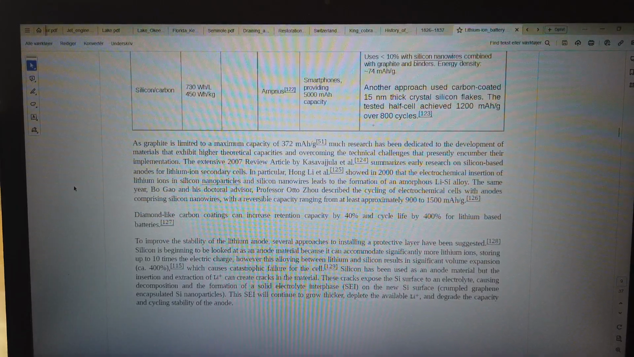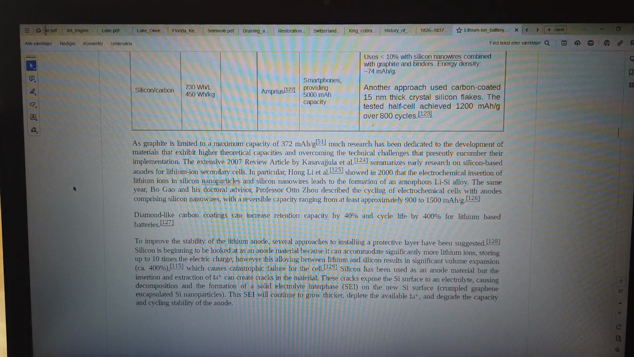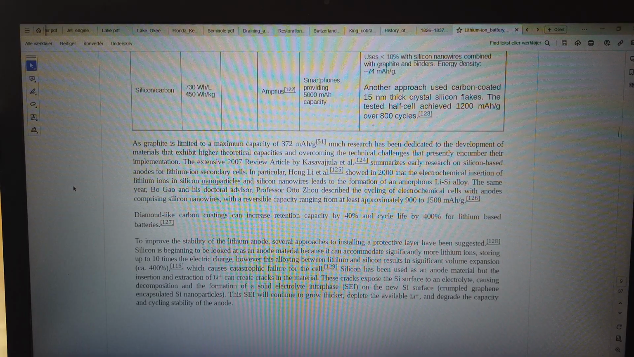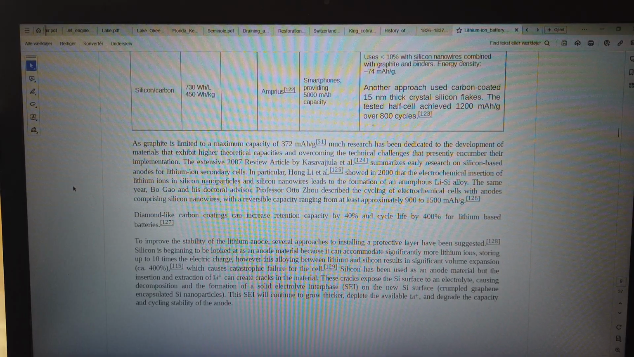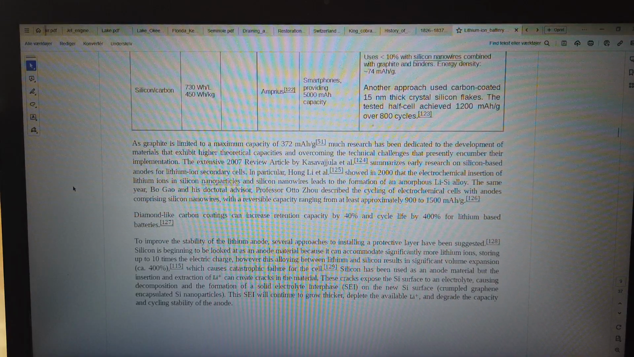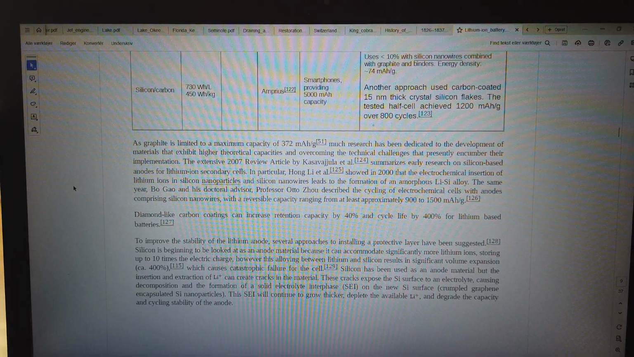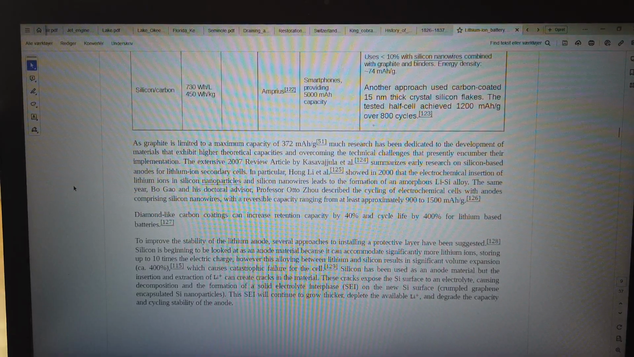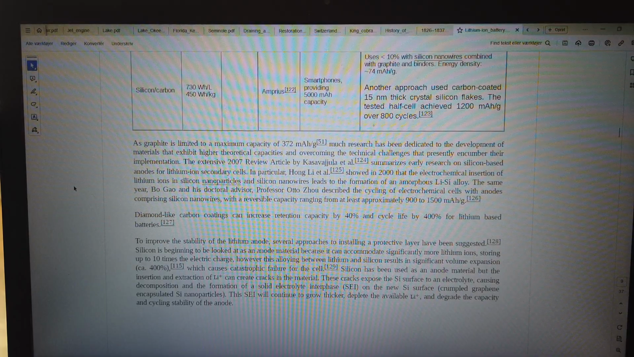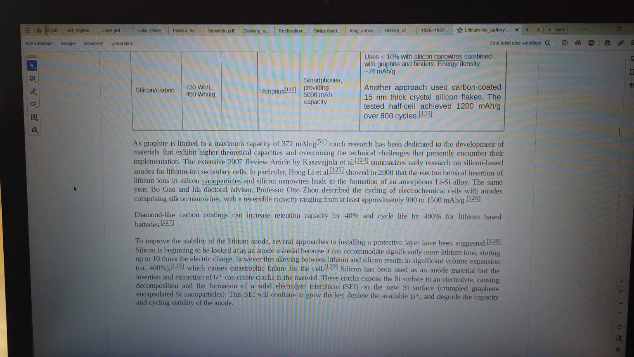129. Silicon has been used as an anode material, but the insertion and extraction of lithium can create cracks in the material. These cracks expose the Si surface to an electrolyte, causing decomposition and the formation of a solid electrolyte interface, SEI, on the new Si surface, crumpled graphene-encapsulated Si nanoparticles. This SEI will continue to grow thicker, deplete the available lithium, and degrade the capacity and cycling stability of the anode.